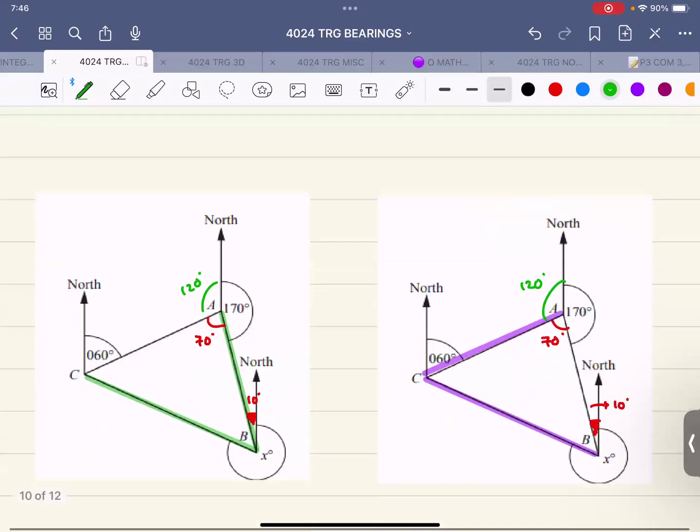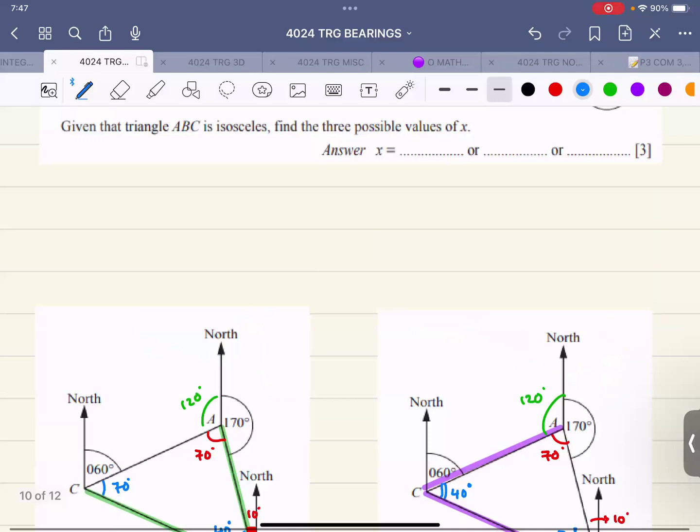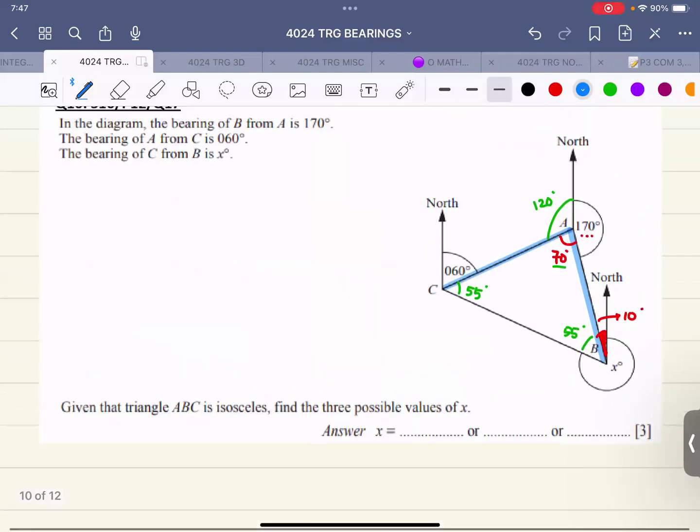If this is 70 and these two sides are equal, therefore, this side is also 70, 70, 70, 140. Therefore, this is 40 degrees. If this side is 70, then this side is 70. As such, I don't need this one, but this is 40. So that is the working that's needed. Now, what's the answer for the first part?